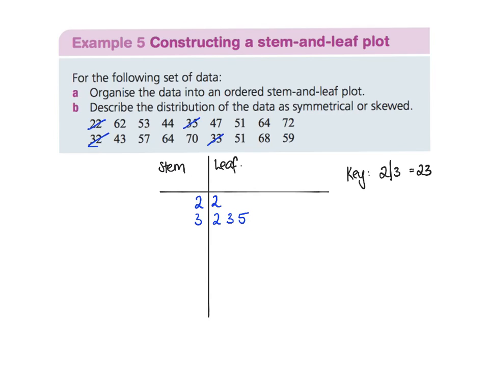What's the next one? We're in the 40s now. 43. Yep, so a 43, 44, 47, excellent. Then I think we're in 50s, are we? We've got 51, 51, 53, 57, 59. What are we at? 60. 62. 4 and 4.